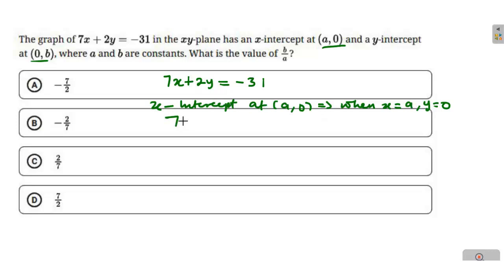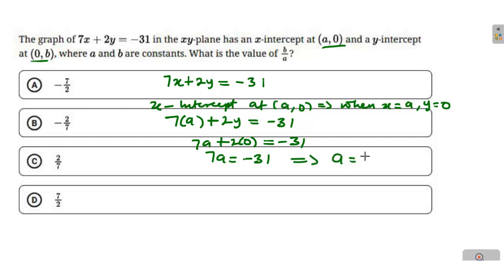So we have 7(a) + 2y = -31. Okay, so we have 7a plus 2(0) is equal to -31. So 7a is equal to -31, and so this implies that a is equal to -31 over 7. I'm dividing both sides by the coefficient of a, which is 7. So that's how I got a is -31 over 7. So let me call this equation 1.